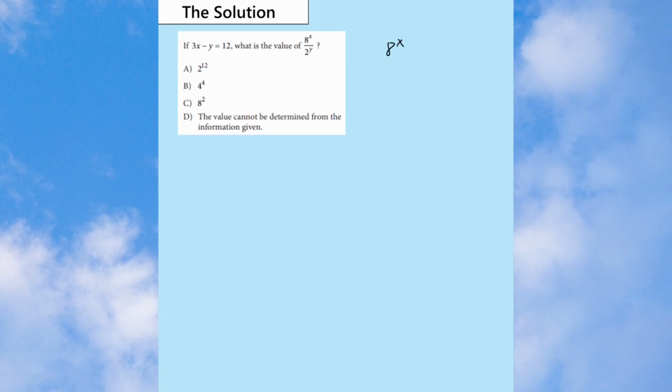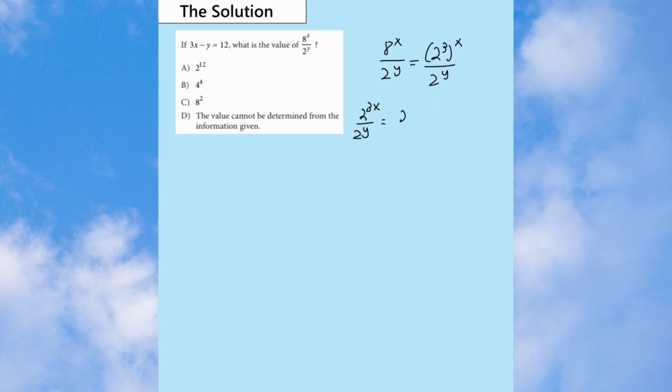So 8 to the x over 2 to the y can be rewritten as 2 to the 3, to the x, over 2 to the y. 2 to the 3 to the x is the same thing as 2 to the 3x. If we multiply the x in, we still have that 2 to the y on the bottom. Since we're dividing with the same base of 2, we can just subtract, so we have 2 to the 3x minus y.